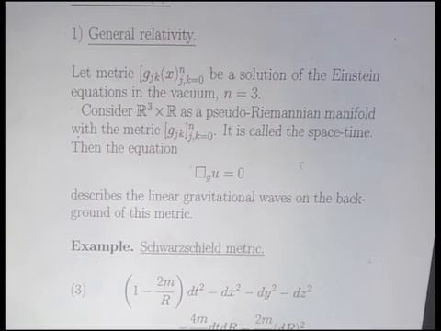One of the famous examples of such a metric is the Schwarzschild metric. It's written here, where capital R is the square root of x squared plus y squared plus z squared. And it is known that this metric satisfies the Einstein equations.